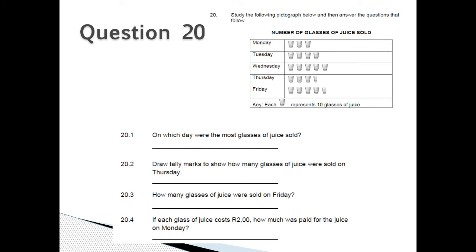On which day were the most glasses of juice sold? Draw tally marks to show how many glasses of juice were sold on Thursday. How many glasses of juice were sold on Friday? If each glass of juice cost 2 rand, how much was paid for the juice on Monday?